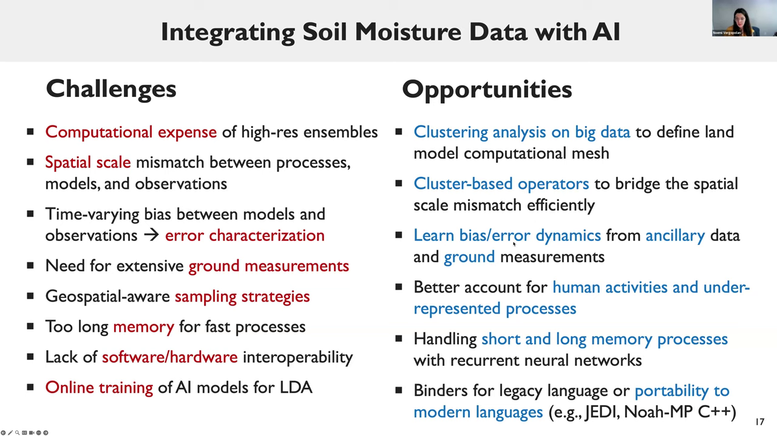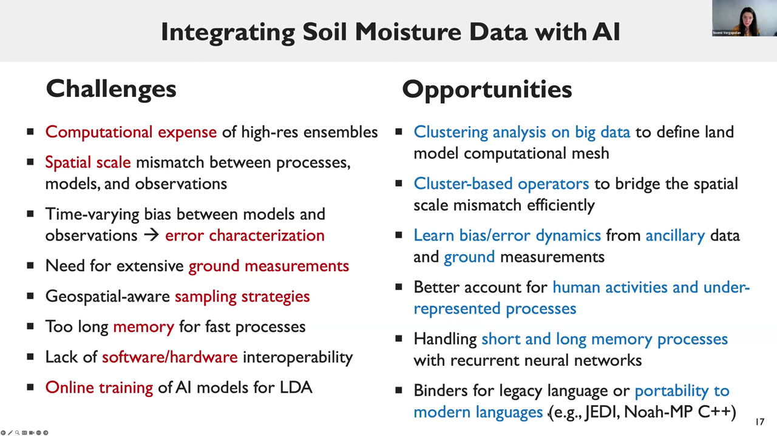We can learn more from bias and errors between models and processes using ancillary data and in situ observations that we showed, as well as better account for human activities and underrepresented processes in these models. Challenges still remain because to train these models, we do need extensive ground measurements, and we still do not have very comprehensive ground measurement coverage over the US. There are still challenges with sampling strategies for AI that are often overlooked in most of the literature right now. The way you sample training data for traditional machine learning is not the way we should do it for a geoenvironmental process, because they're spatially correlated, right? Opportunities again lie in recurrent neural network approaches to better account for short and long-term memory processes.